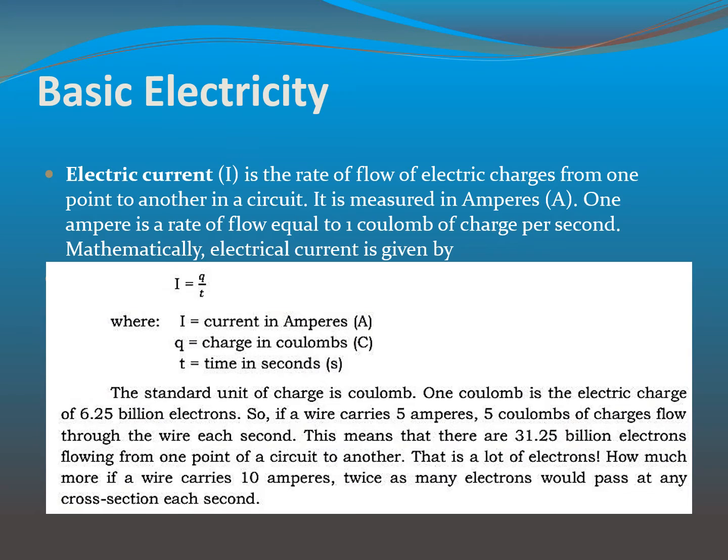1 coulomb is the electric charge of 6.25 billion electrons. So if a wire carries 5 amperes, 5 coulombs of charge flow through the wire each second. This means that there are 31.25 billion electrons flowing from one point of a circuit to another. So this is a lot of electrons, right? It means you double the flowing electrons when you double the amperes. So how much more if a wire carries 10 amperes? There are actually twice as many electrons passing through a cross section each second.